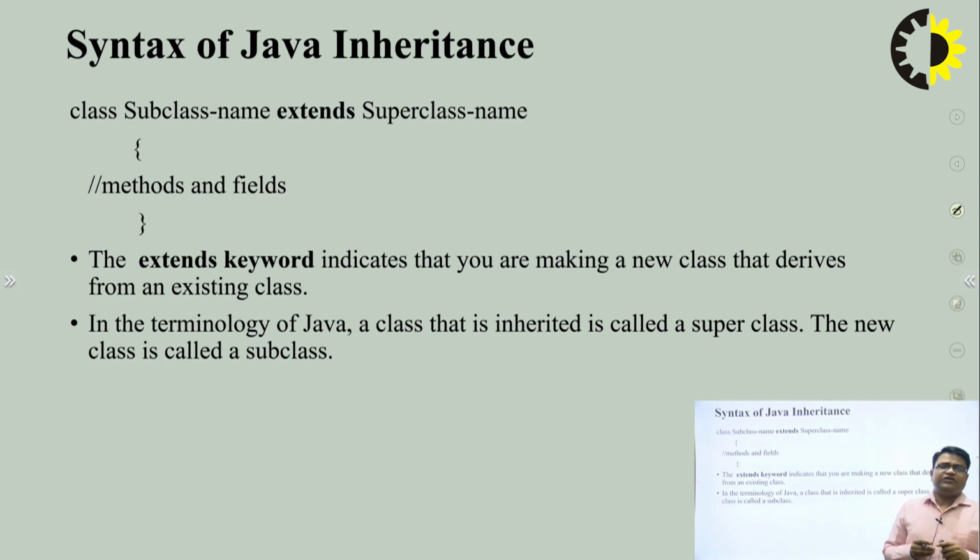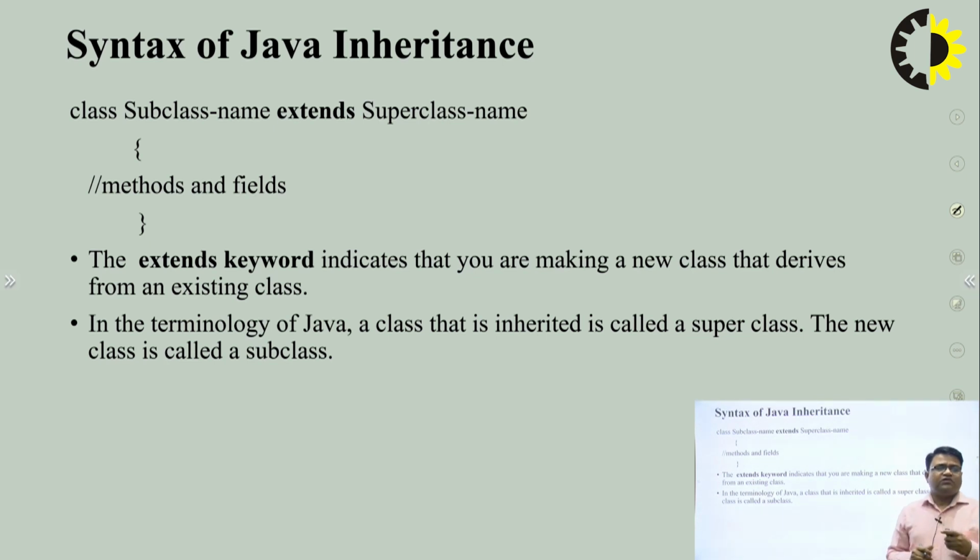The extends keyword indicates that you are making a new class that derives from an existing class. The existing class here is a superclass. Superclass is also called base class or parent class. Subclass is also called derived class or child class. In the terminology of Java, a class that is inherited is called a superclass. The new class is called a subclass, which is derived from the base class.